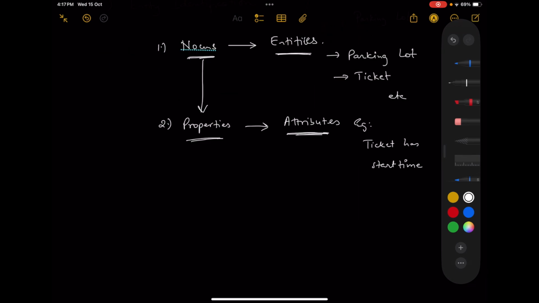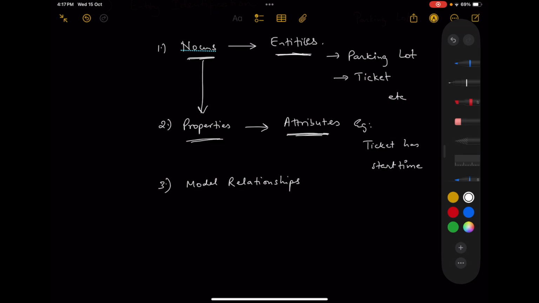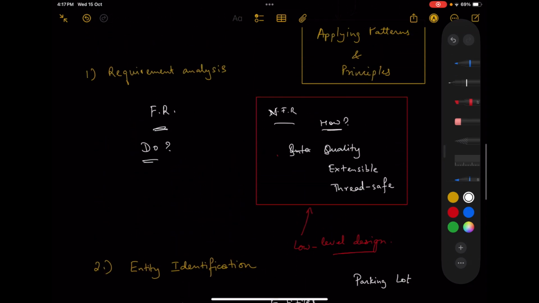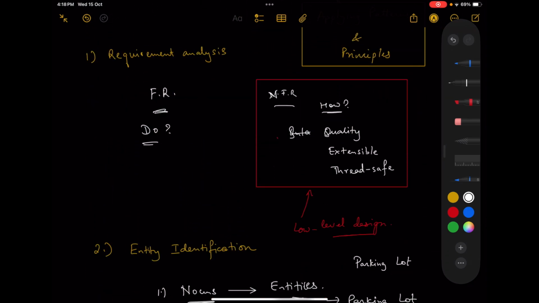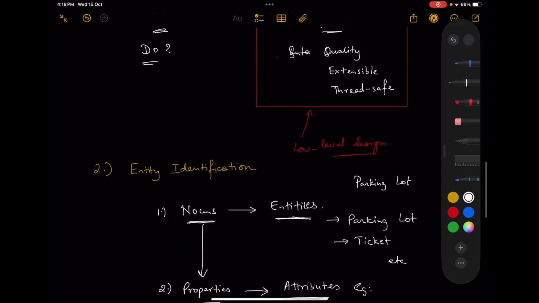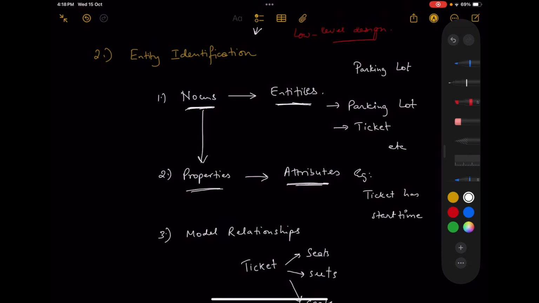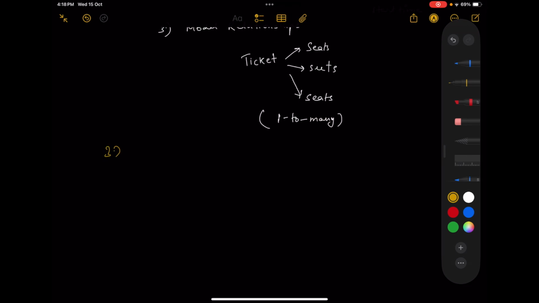Once we have proper properties defined for the nouns, that is all our entities have attributes, we try to model relationships. What this means is that we try to create relationships between various entities. For example, a ticket can have many seats. So this is a one-to-many relationship. So to recap, the three phases of providing a low-level design solution. The first is requirement analysis, where we focus on non-functional requirements. Then, using the understanding gained in this phase, we try to extract the nouns, properties, and the model relationships in a system. The third is, once we have the entities, attributes, and the relationships, we start applying the design patterns and principles, which we will see in the upcoming videos.